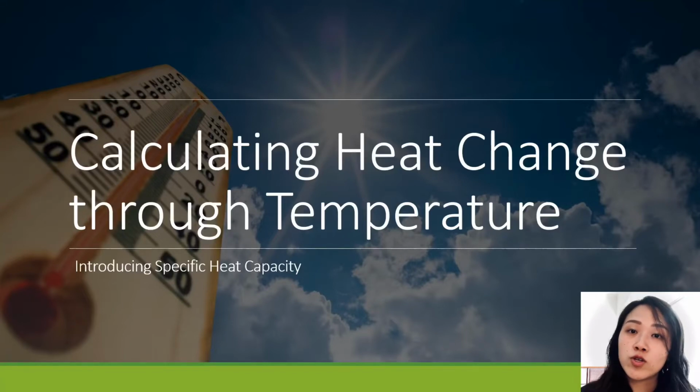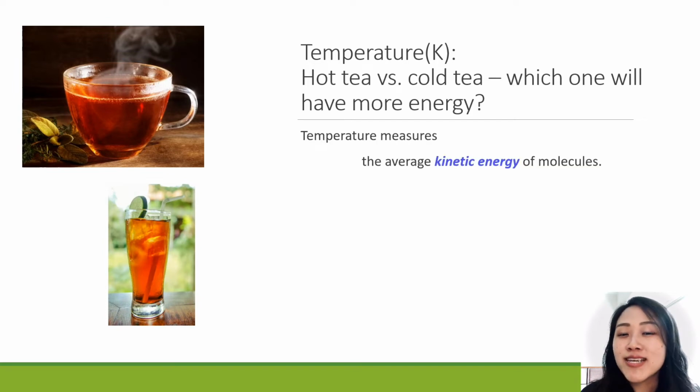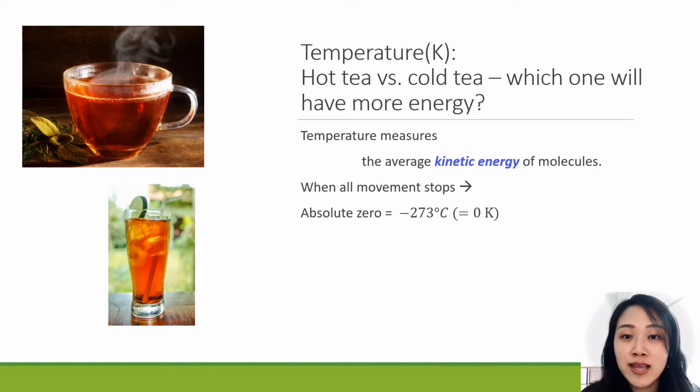One of the questions that we want to ask ourselves is, how can we calculate or mathematically determine heat change? Well, the simple answer to that is through temperature. So what is the role of temperature in all of this? Temperature measures the average kinetic energy of molecules, which means that when all movement of molecules stops, that will be the lowest temperature that we could obtain, theoretically, as absolute zero.